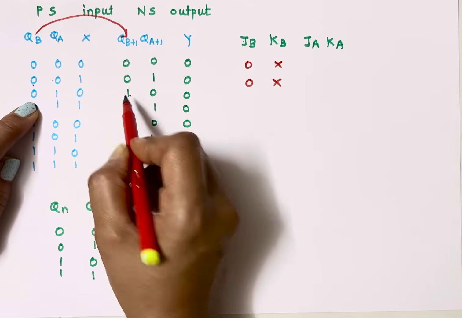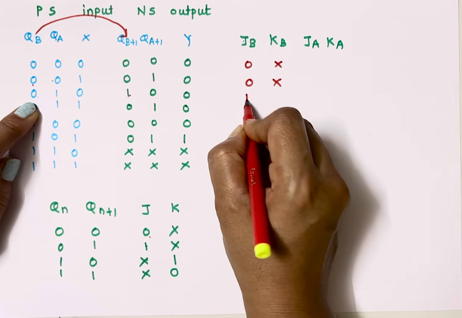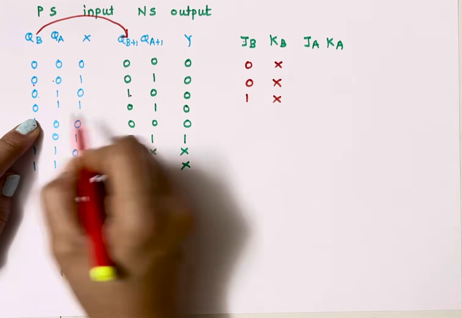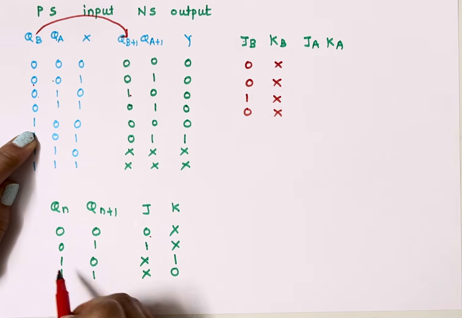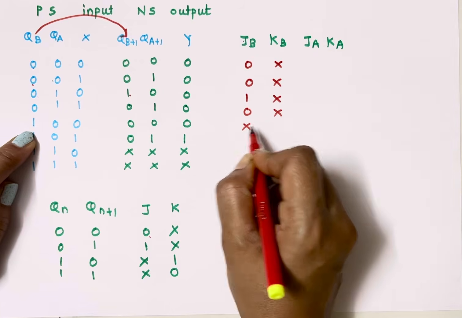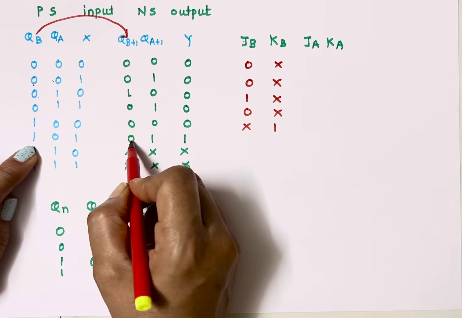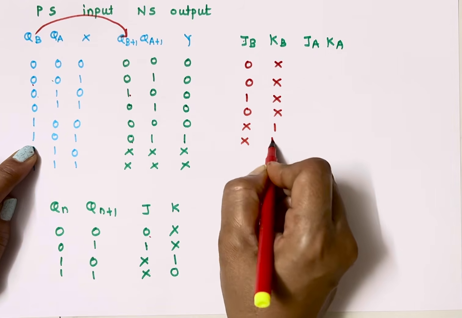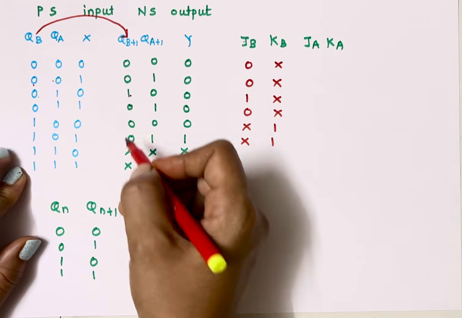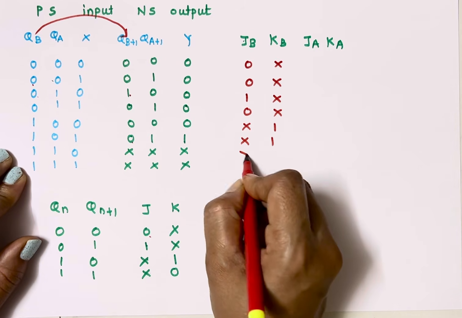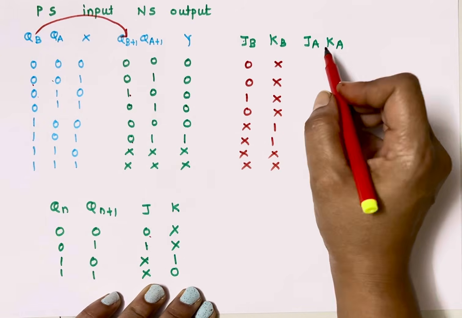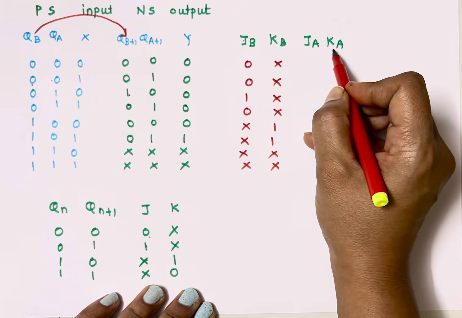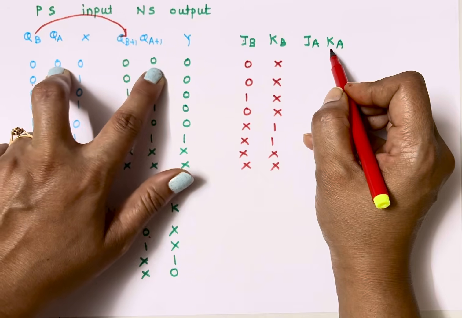For 0 1 it is 1, don't care. For 0 0, 0 don't care. For 1 0, don't care 1. Again for 1 0, don't care 1, and here we don't have 1 don't care. So here we'll write don't care, don't care, don't care, don't care. Then for JA, KA, we'll compare QA with QA plus.